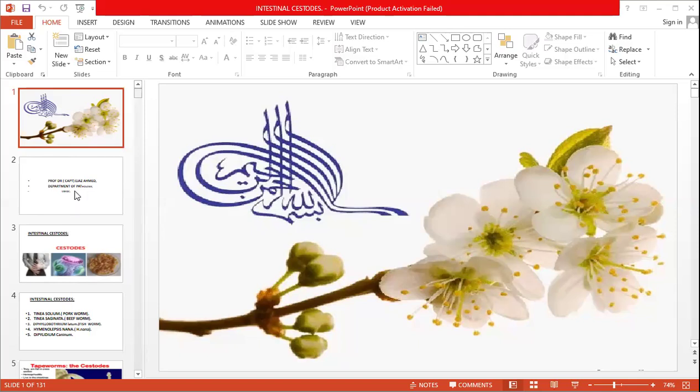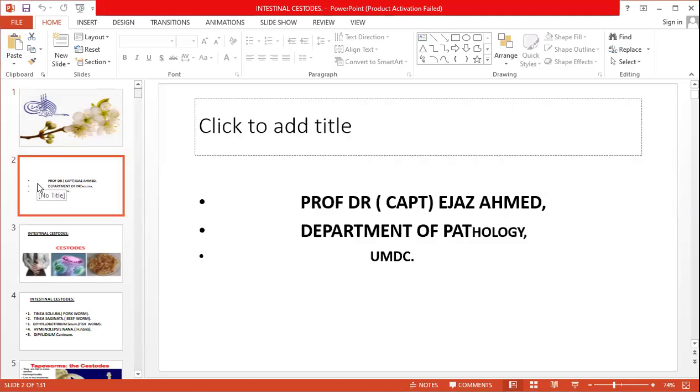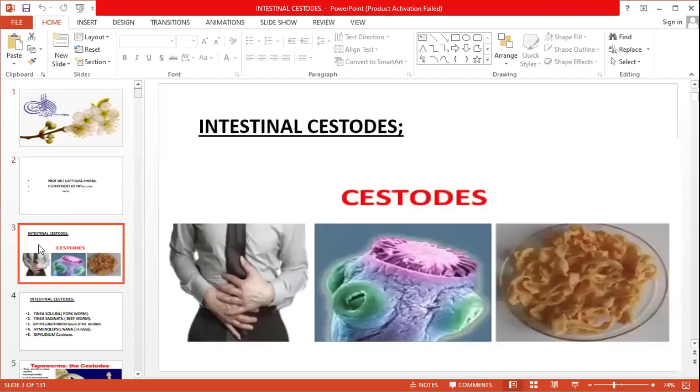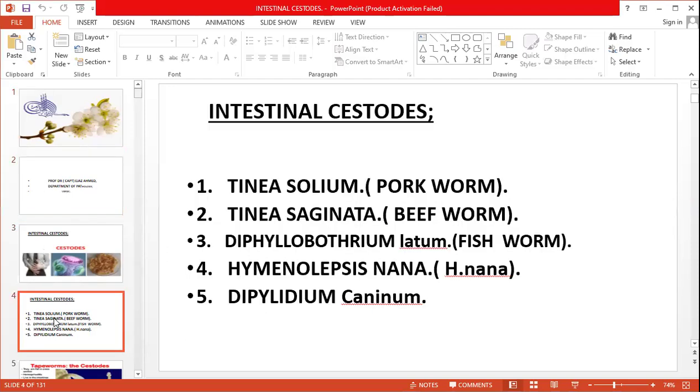Okay, today's lecture is on intestinal cestodes. The main intestinal cestodes are Taenia solium, which is also known as the pork worm, Taenia saginata, the beef worm, and Diphyllobothrium latum or D. latum, which is also known as the fish worm.